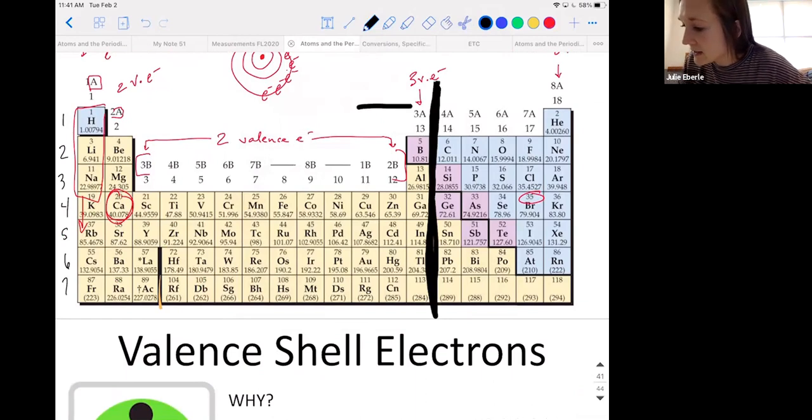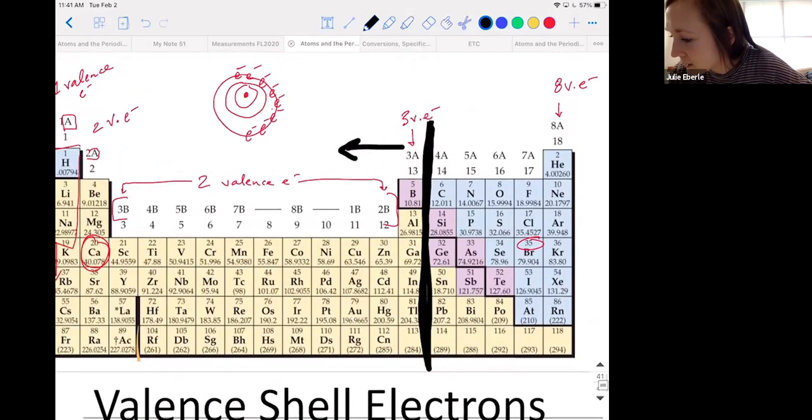Everything that is left of that line, every element, do you think it's going to want to give away or receive valence electrons to satisfy the rule of 8? Yes, thank you, good. They're all going to want to give away, all right? I can't write that well, but I'm going to try, give away.